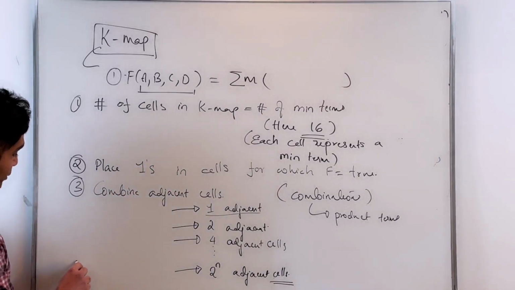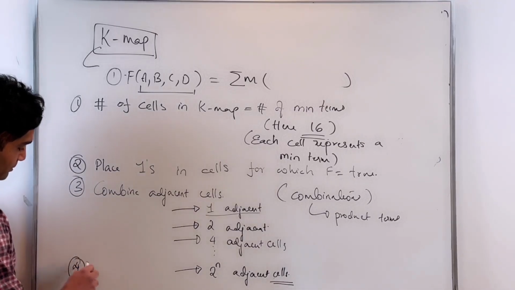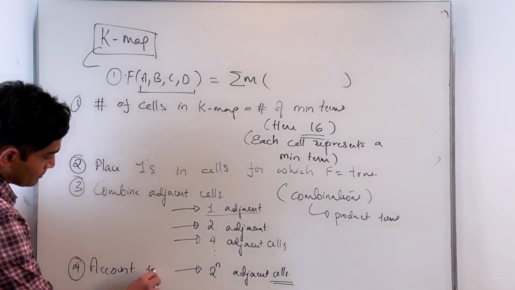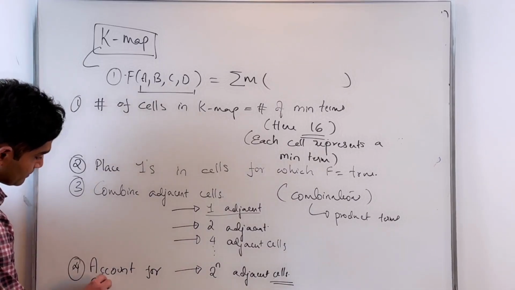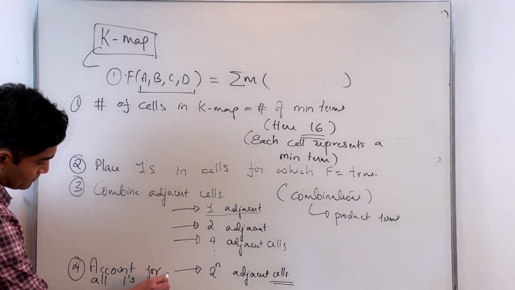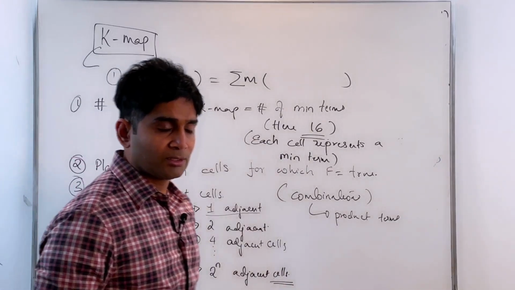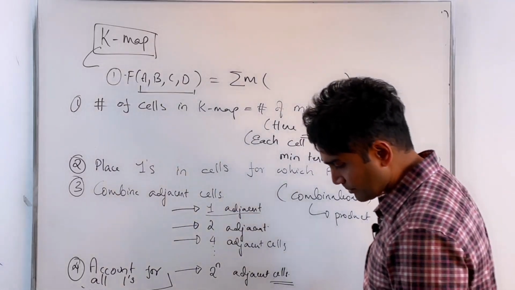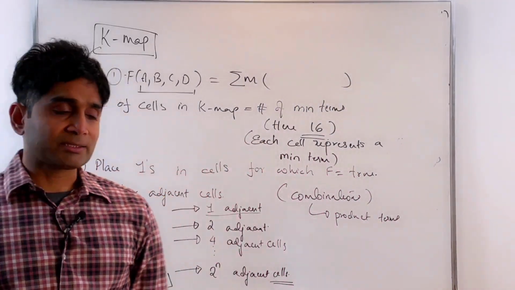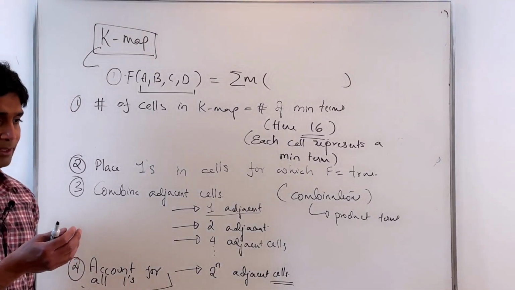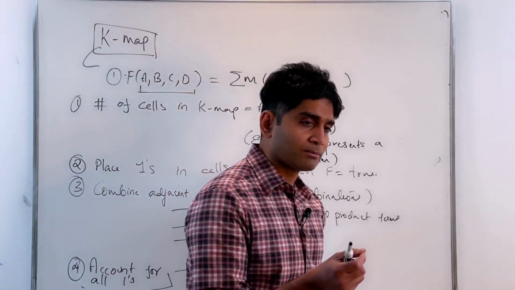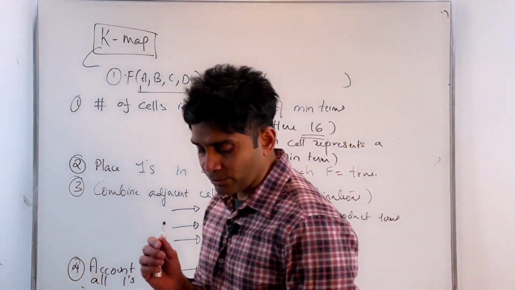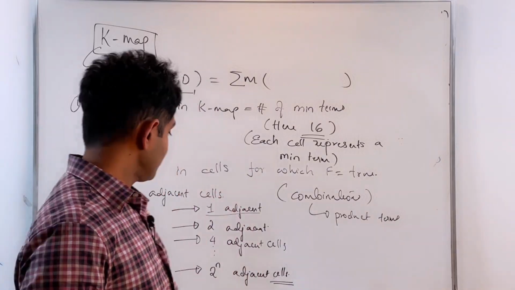And most importantly, you need to account for all the ones. Make sure that every one in your K-map is accounted for, because you know that every one is part of your function, right? So you account for all the ones in the K-map. Even if I have to account for a particular one with a single cell, that is also fine as long as you account for all the ones. Then you're not really changing the value of the function. So that's the idea here.